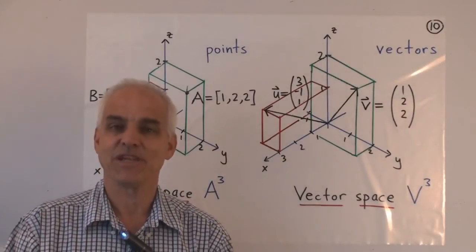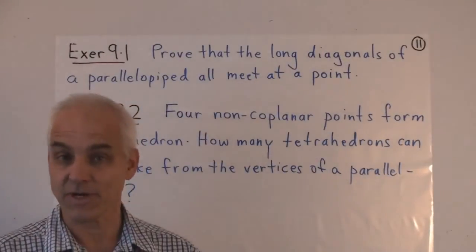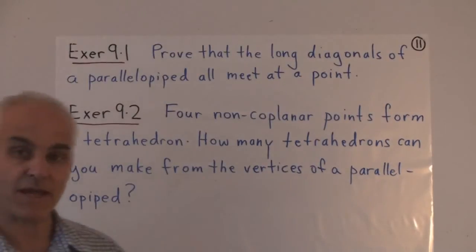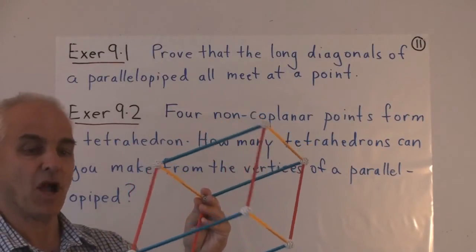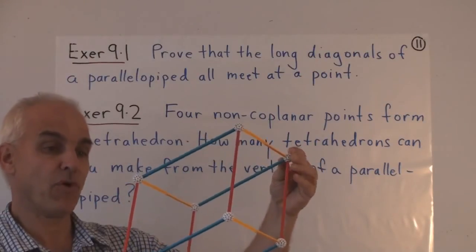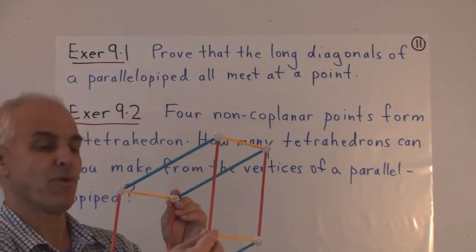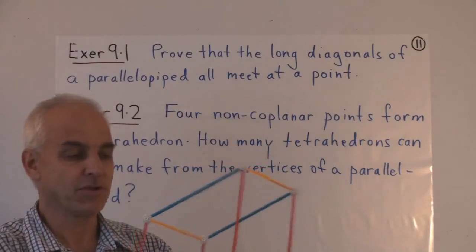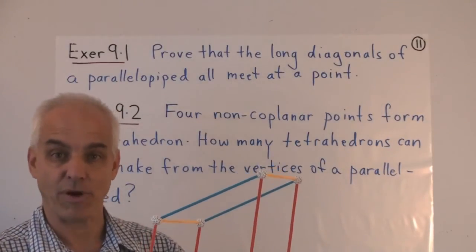Now it's time to have a look at some exercises. Our first exercise we've already discussed is to show that the long diagonals of a parallelepiped all meet at a point. So there is our parallelepiped or box, and a long diagonal, by that we mean a line joining opposite points. Those 2 points, or those 2 points, or those 2 points, or those 2 points. There are 4 long diagonals altogether, and I want you to convince yourself that all 4 of them intersect at some central point.